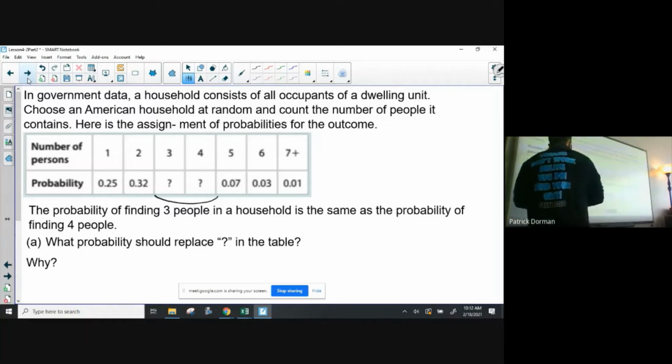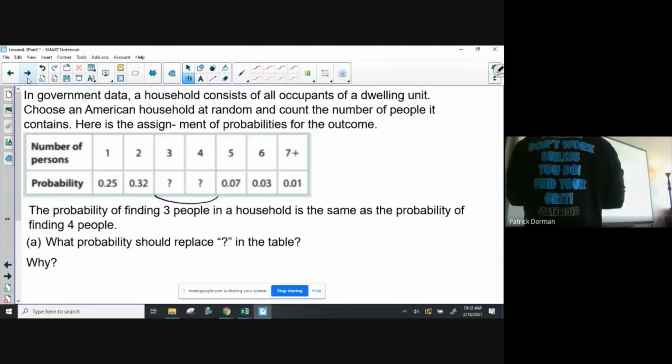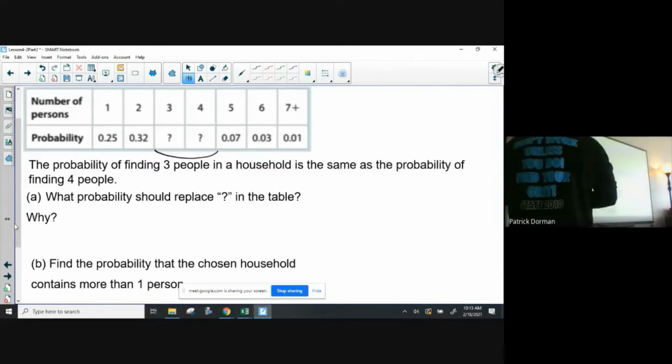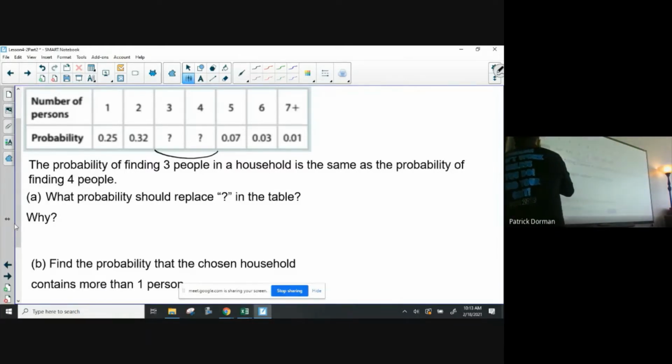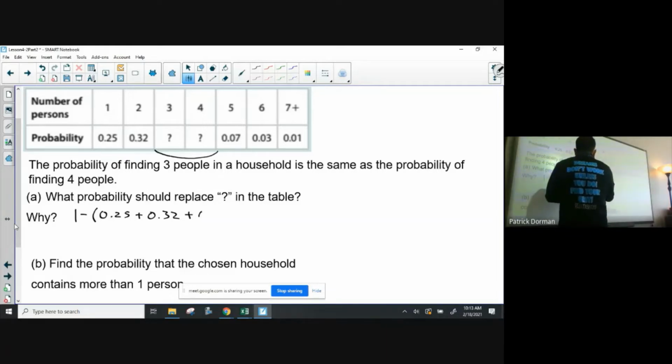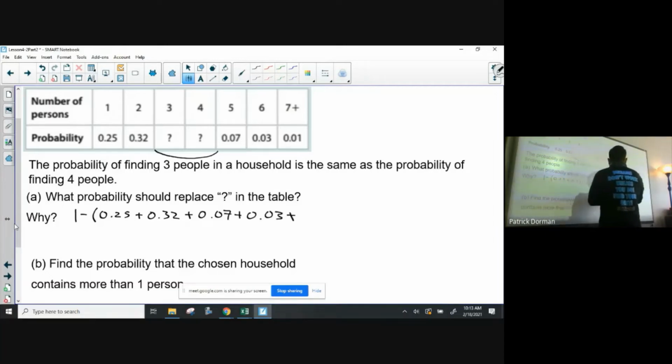All right, well, remember, these probabilities have got to add up to 1, right? So what can I do in order to find that? I will take the complement. So 1 minus all the other stuff, right? If we add these all up, it's going to tell us how much more we need to get to 1. And that amount, how much more, is exactly the answer.